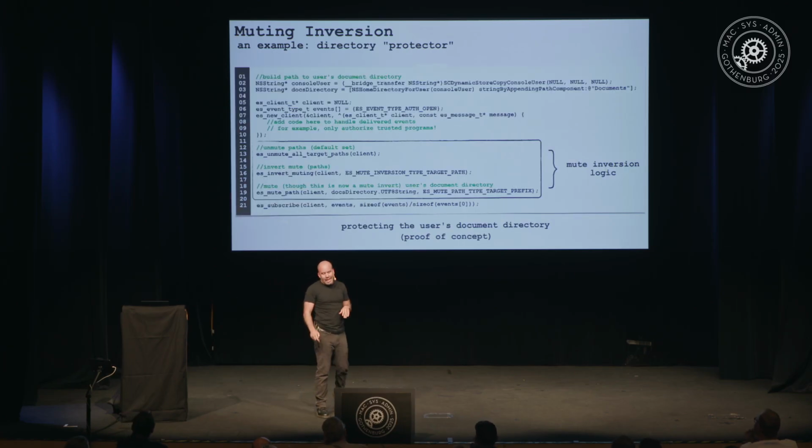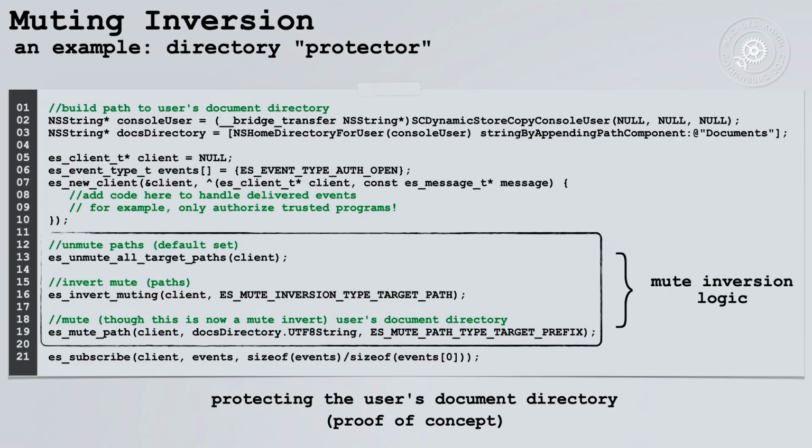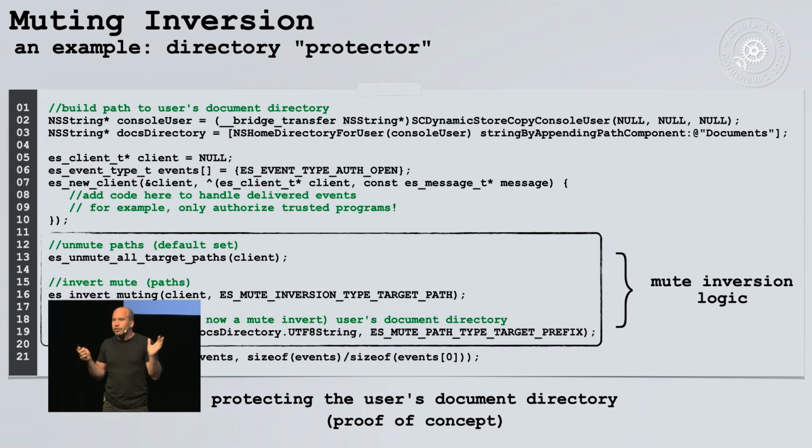Again, we can use this just as a default that shows how you would do this mute inversion logic. It takes a while to talk about, but actually the code is super straightforward. So at the top of the slide, we are getting the directory of the user's documents. Imagine we're building a tool that is protecting the user's document directory from stealers, ransomware, whatever. We basically want to authorize who has access to the user's document directory. So we create an endpoint security client. We subscribe to the auth open event. This is the event that will allow us to authorize file opens.